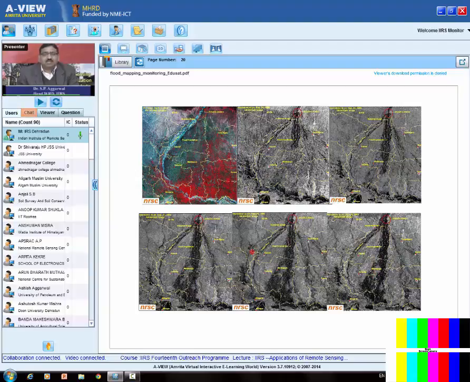In fact, some of you may remember it, the Kosi flood. In some pockets, it was there for around 2 months. So this type of monitoring you can do using remote sensing data.